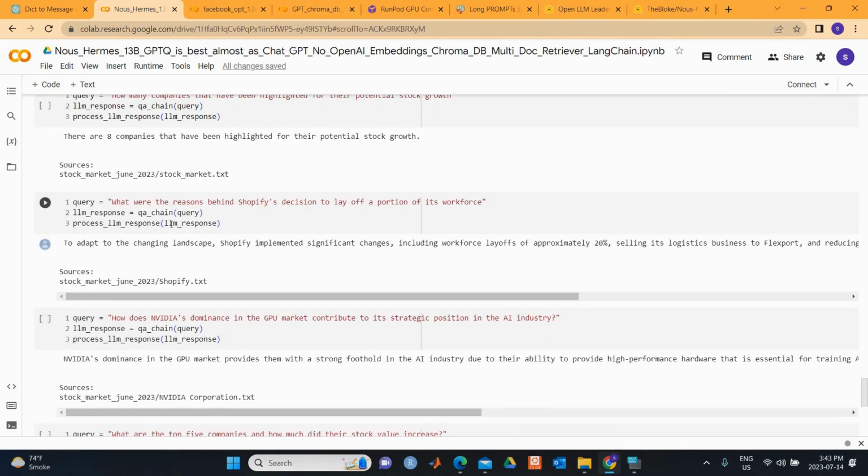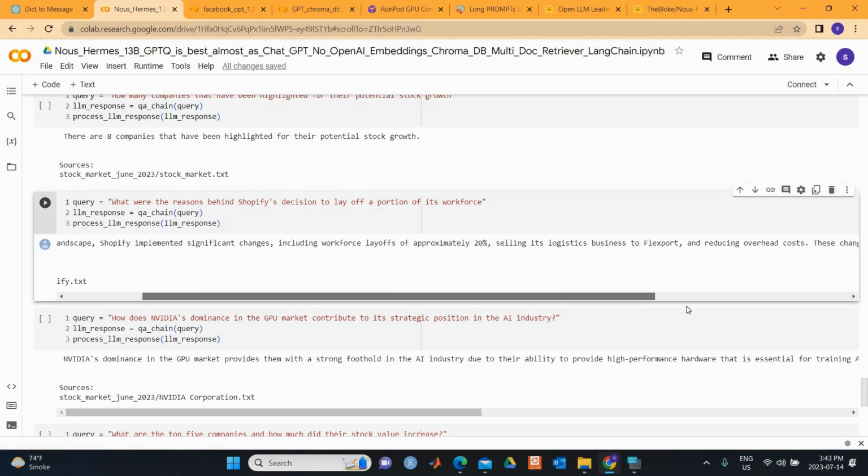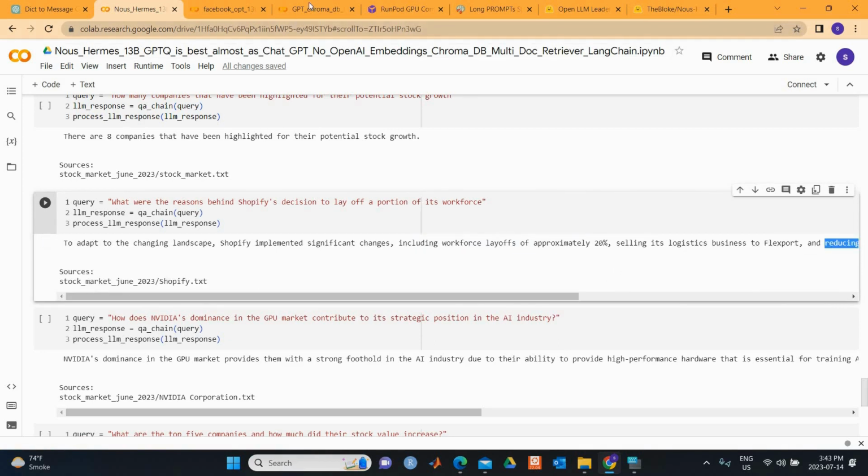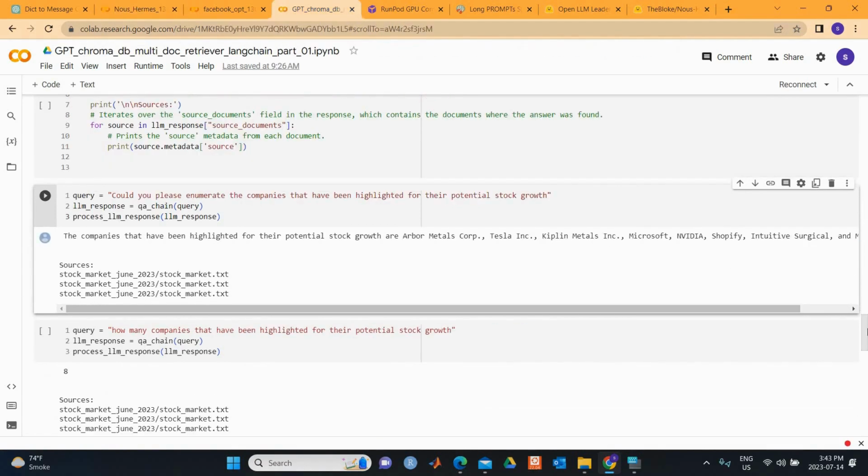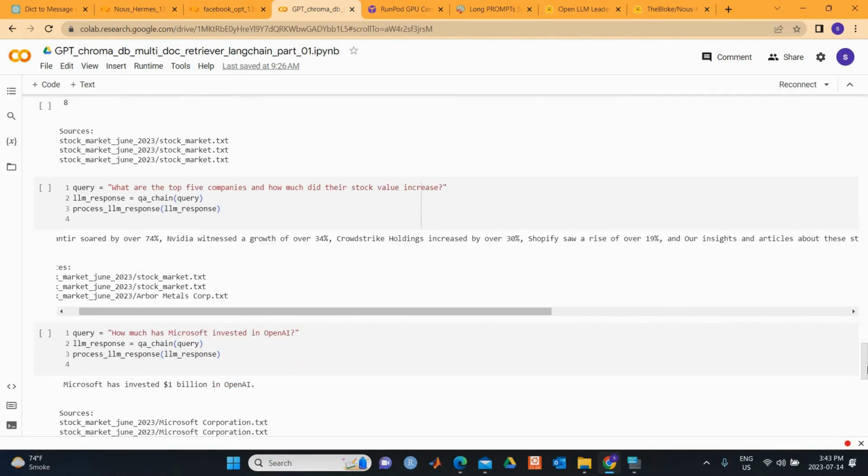Next, I ask a bit more difficult question. What were the reasons behind Shopify's decision to lay off a portion of its workforce? Okay, so the answer is, to adapt to the changing landscape, Shopify implemented significant changes, including a workforce layoff of approximately 20%, selling its logistics business to Flexport, and reducing overhead costs. So this is the important point. Okay, so if we look at the answers from GPT 3.5, where is the answer here?